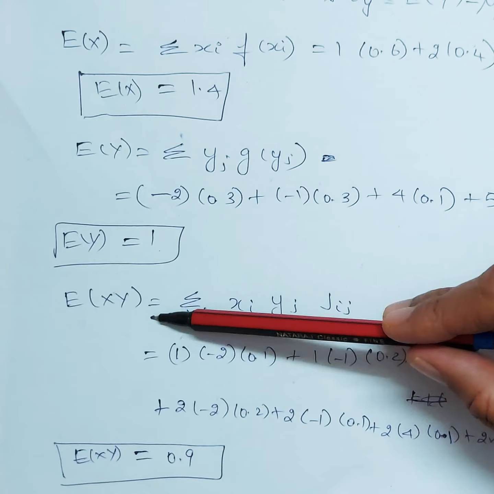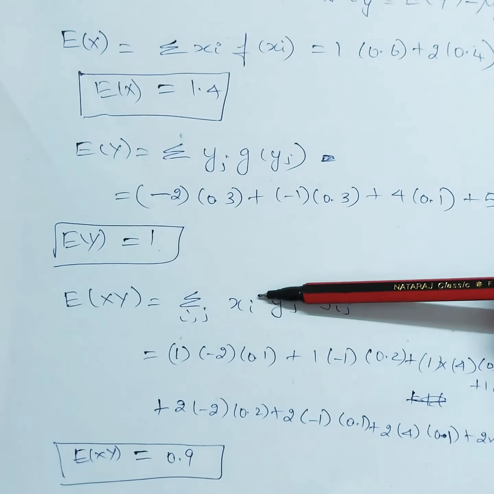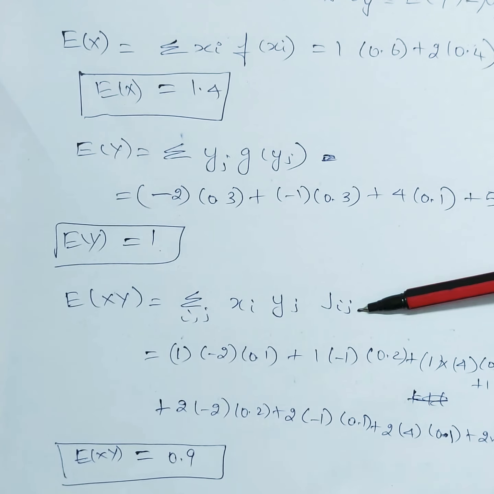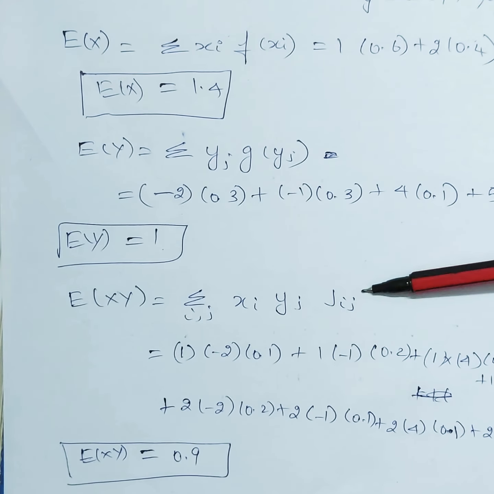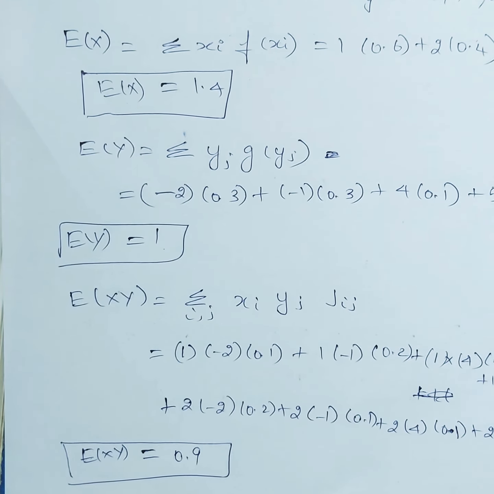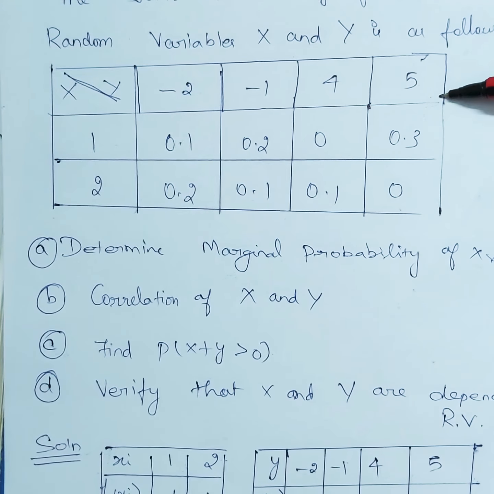This you have to get from the given tabular column. First we'll write x value, y value and the corresponding probability. So you have to see the joint probability tabular column that is given in the question. I'll show that once again. So this tabular column I was talking about.